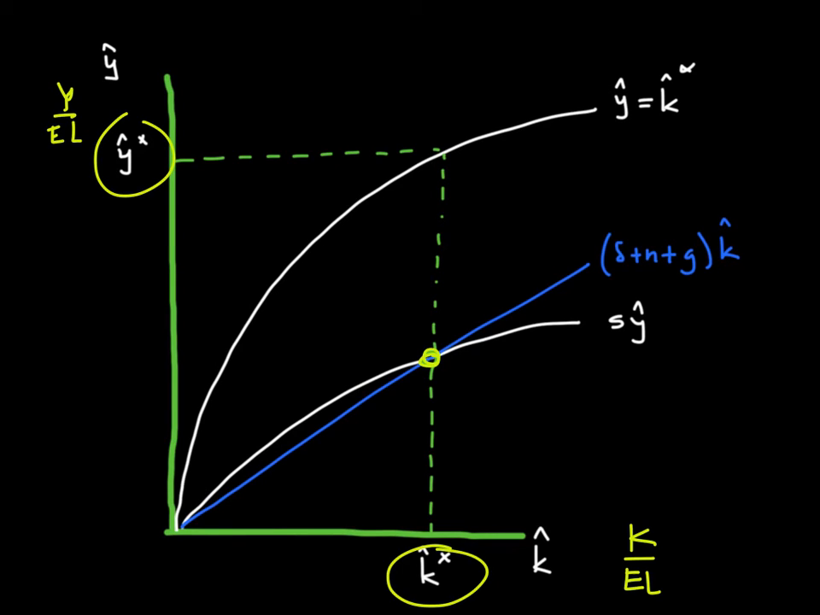The problem with this is, it looks nice and everything, but here we are finding y divided by EL, but what we're really interested in is y divided by L. Standard of living, output per person. That's what we're really trying to explain. So let me go on to another diagram where we keep our variables to be per worker, not per effective worker. All right, so here is everything per worker, capital labor ratio, and output per worker.